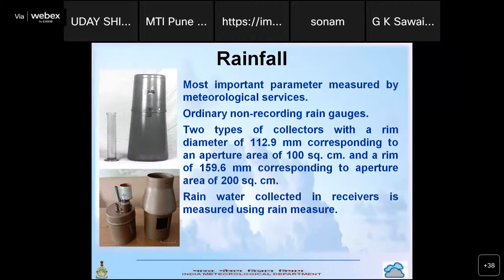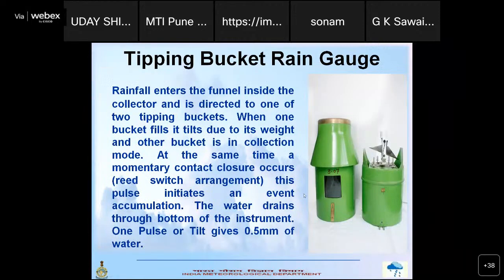So both the ordinary method, the RMG method, and this self-recording method always give the same values. Now this is the electronic measurement of rainfall. Beyond the conventional measurement, there can be a sensor method, an instrumental method. So how this instrument works, we will discuss now.